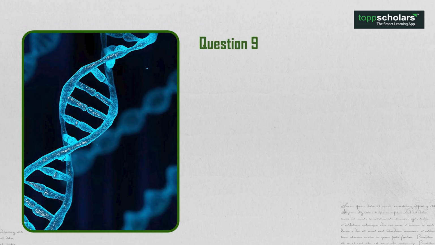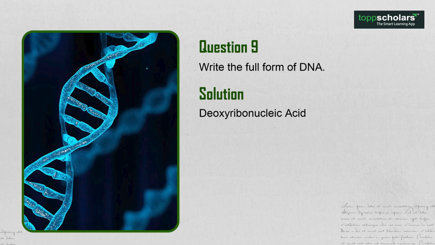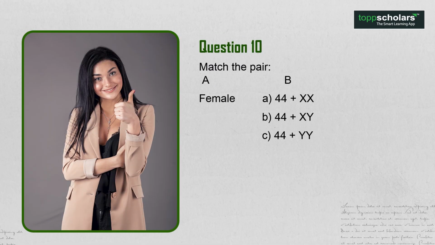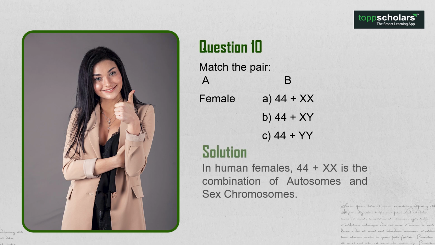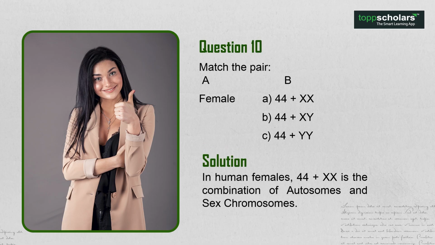Question 9. Write the full form of DNA. The correct answer is deoxyribonucleic acid. Question 10. Match the following pairs. Column A, Female. Column B, Option A, 44 plus XX. Option B, 44 plus XY. And option C, 44 plus YY. The correct answer is, in human females, 44 plus XX is the combination of autosomes and sex chromosomes.